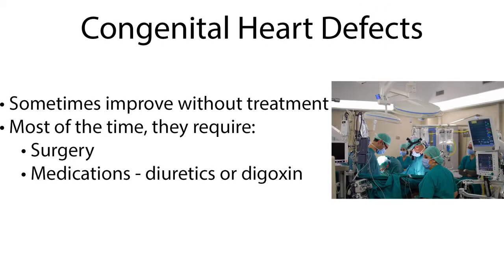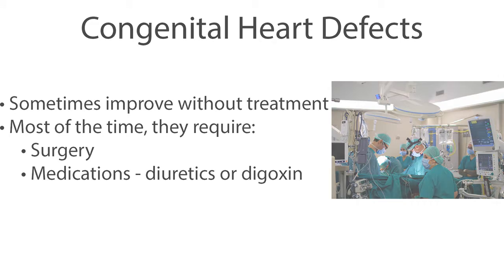Congenital heart defects can sometimes improve without treatment, or may be so small they don't require treatment. However, most of the time, congenital heart defects are serious and require surgery and/or medications, such as diuretics or digoxin, which strengthens the contraction of the heart. In some cases, surgery is required to restore circulation back to normal, sometimes requiring multiple surgeries. Most patients require specialized care from a cardiologist throughout their lifetime.